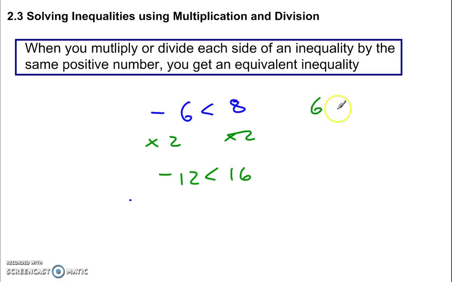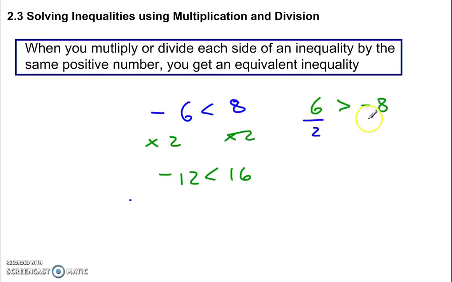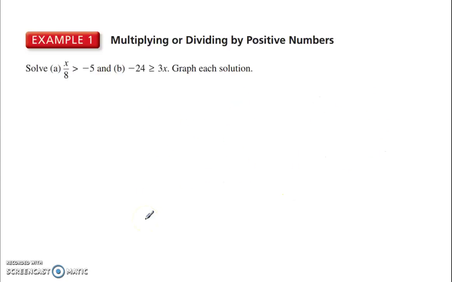Or, let's say 6 is greater than -8. If I divide each of these sides by 2, I get 3, and 3 is still greater than -4. So basically it's the same as solving an equation. All right, here's a couple examples: solve and graph.